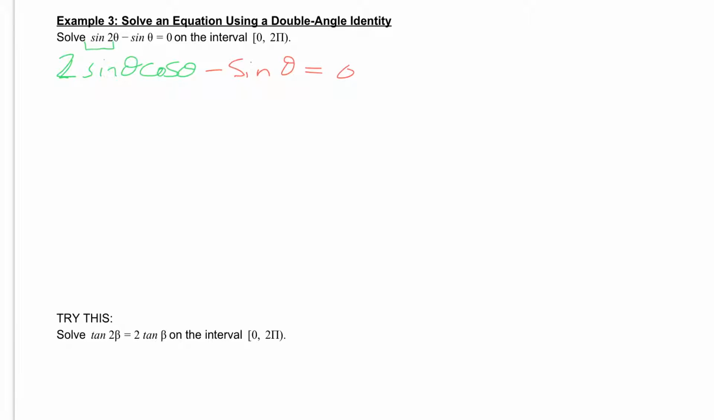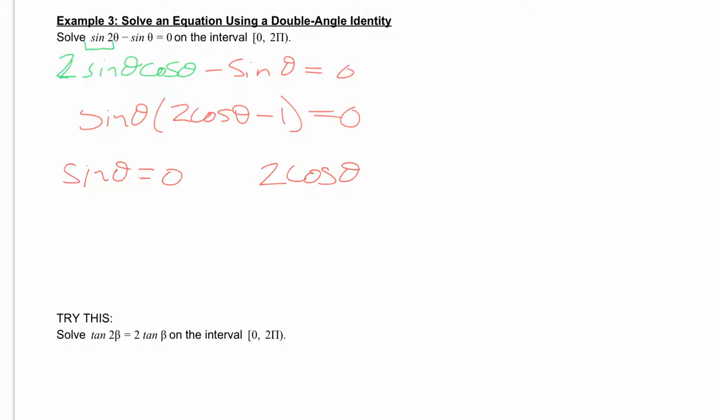And then from here, I want to just solve it using any of the solving skills I learned in 5.3. So if I look, I have a term here, and what's common to both of these terms is a sine of theta. So I'm going to factor out a sine of theta, leaving me with 2 cosine theta minus 1 equal to 0. And then I can use that zero product property that says the sine of theta can equal 0, or 2 cosine of theta minus 1 can equal 0.